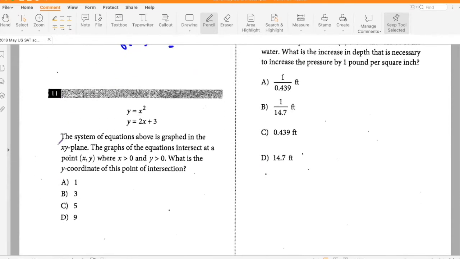The system of equations above is graphed in the xy plane. The graphs of the equations intersect at a point (x, y), where x and y are positive. What is the y coordinate of this point?